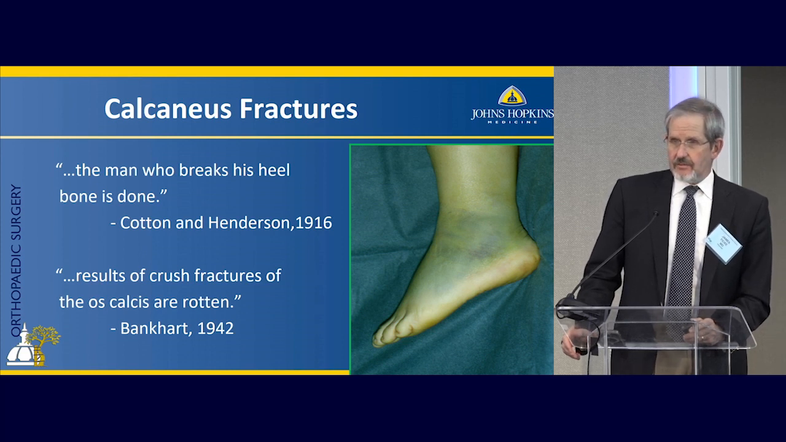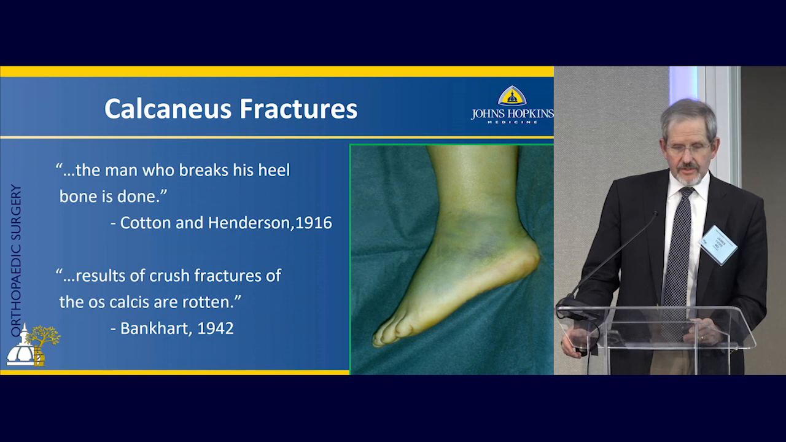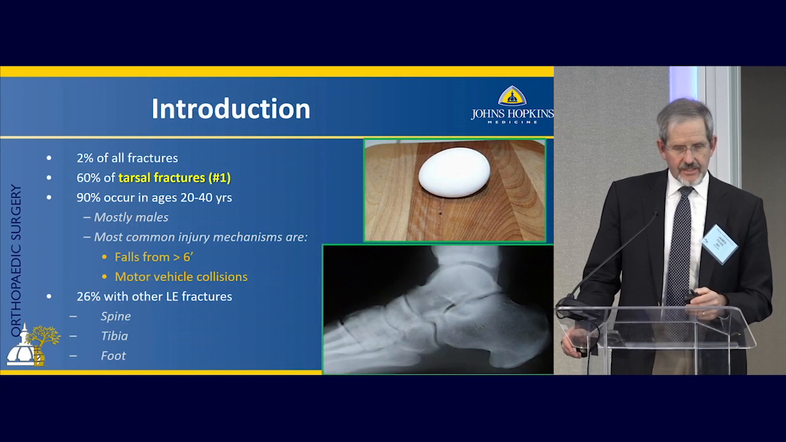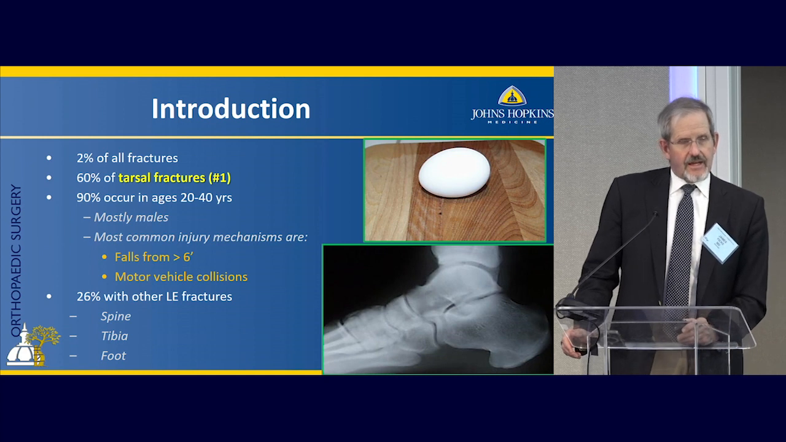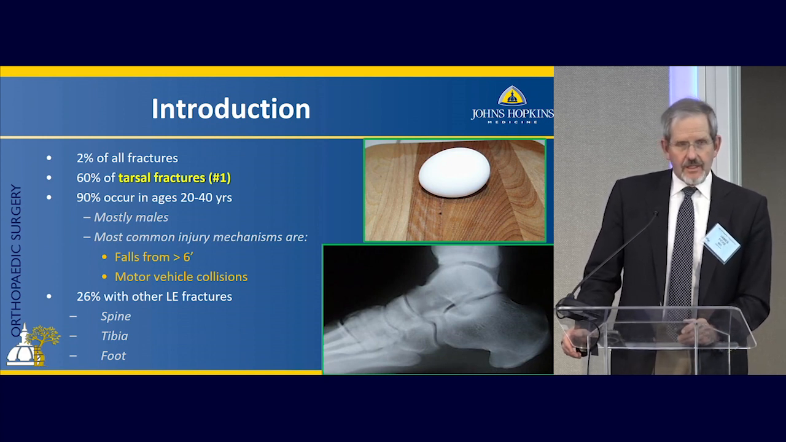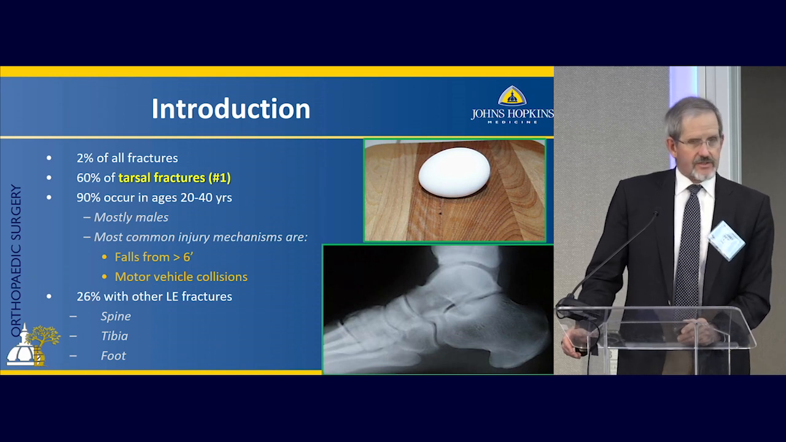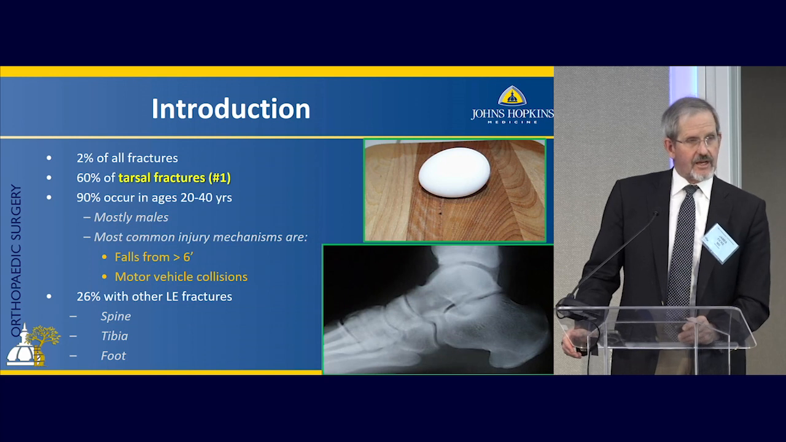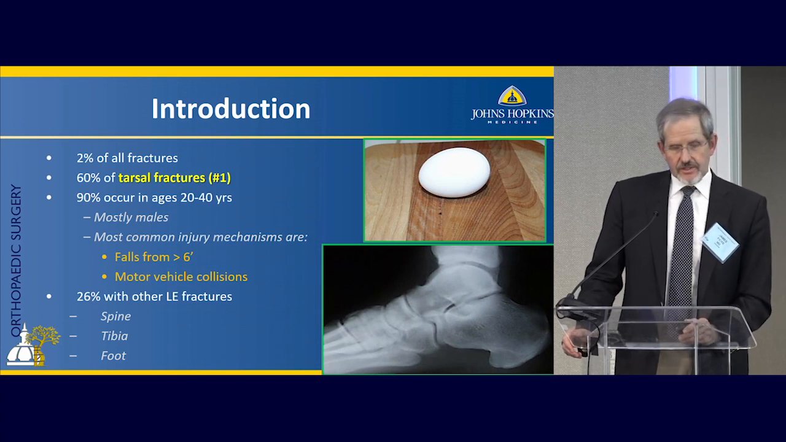Calcaneus is really a complex injury pattern. It's never been figured out completely from 100 years ago to now. We're still challenged by a number of complications of this. It's not all that common, 2% of all fractures, but when it happens, it happens in a big way. Usually these are males, usually workers, with falls from a height or high energy collisions.